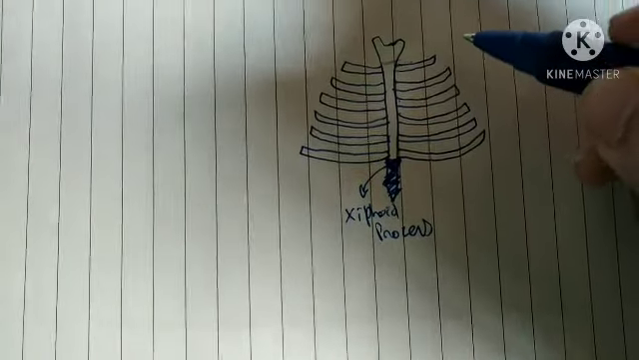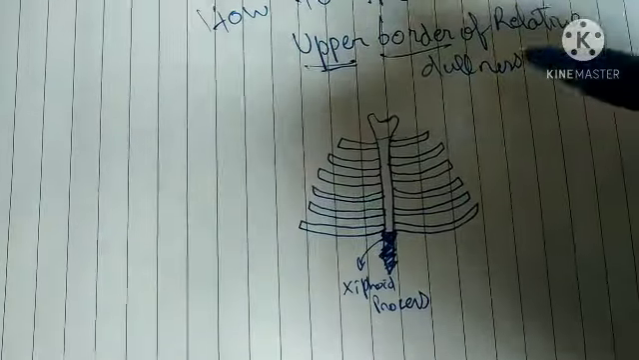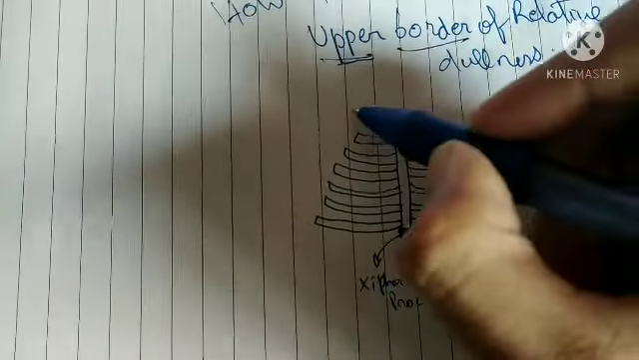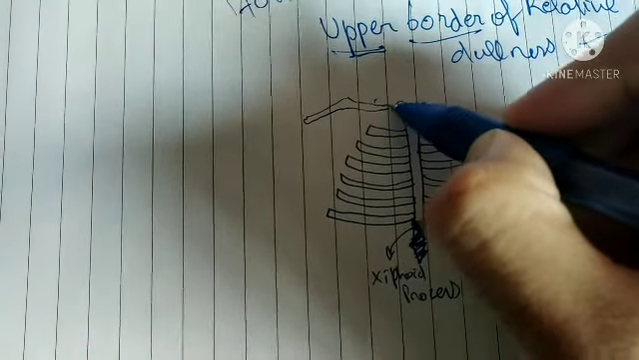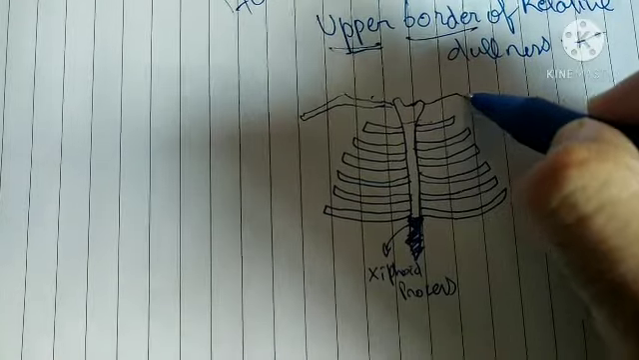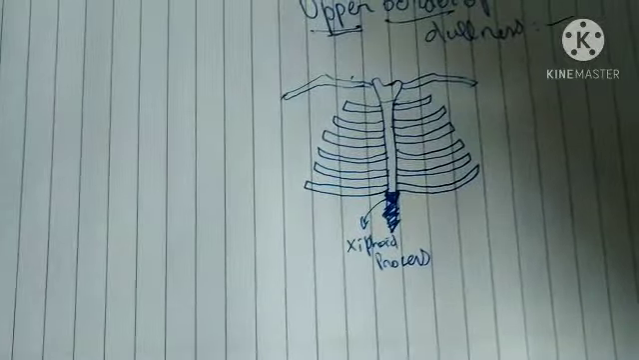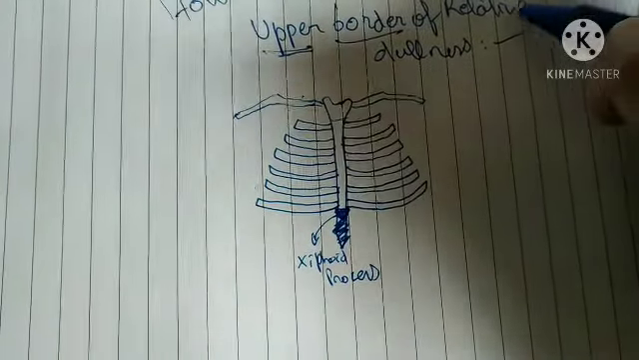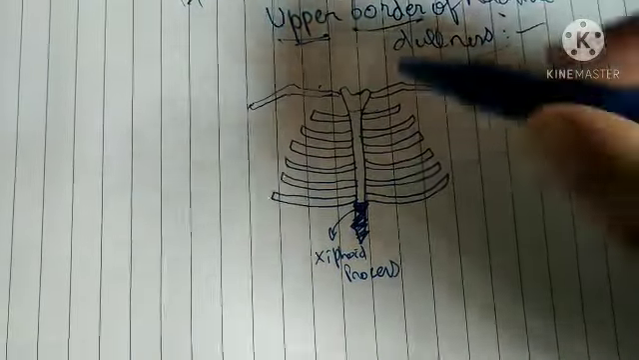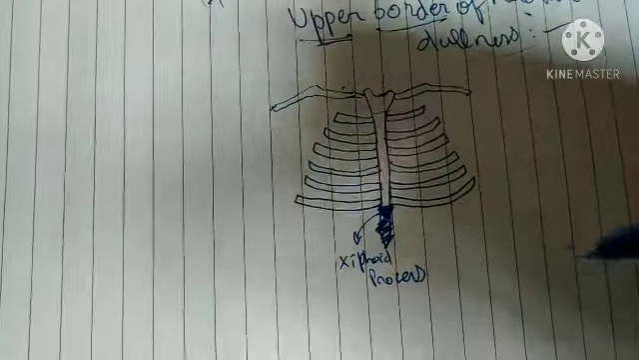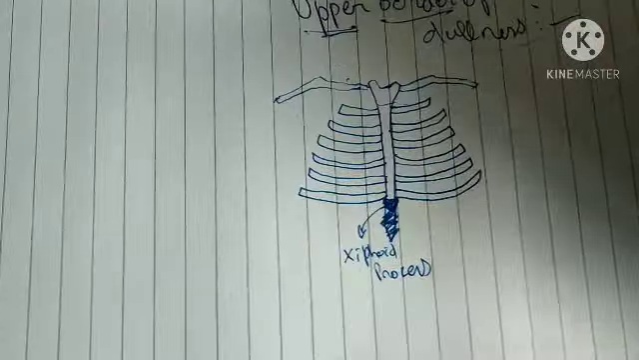After this, as the name tells, the upper border of relative dullness. For this, one more thing I forgot here: there is a clavicle which joins our shoulder joint and the manubrium or the sternum. In order to determine the borders of relative dullness, we first need to know some basic lines which help us to identify the borders.